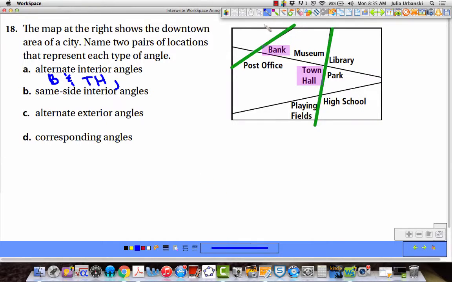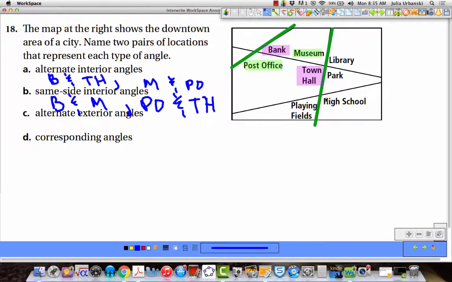What's another one? Another set of alternate interiors there. Museum and post office. All right, you can abbreviate museum and post office. For same side interior angles, which ones would count here? Bank and museum, post office and town hall. Of course, there's none over here because those are linear. Those aren't same side interiors.